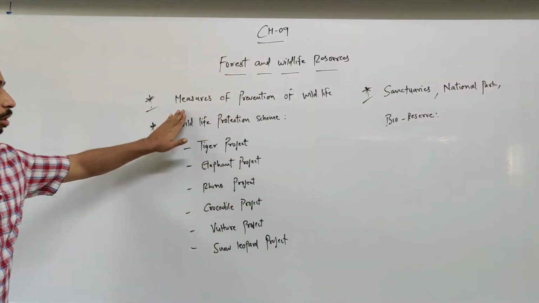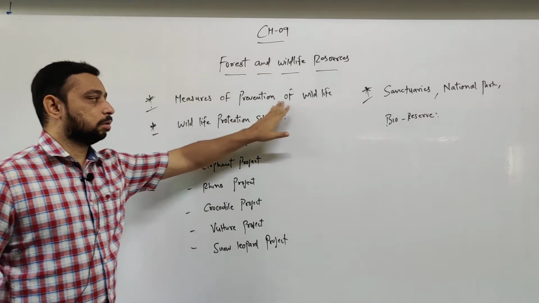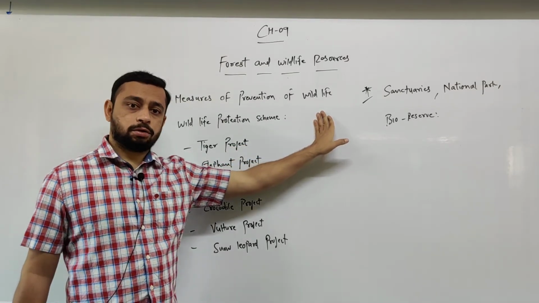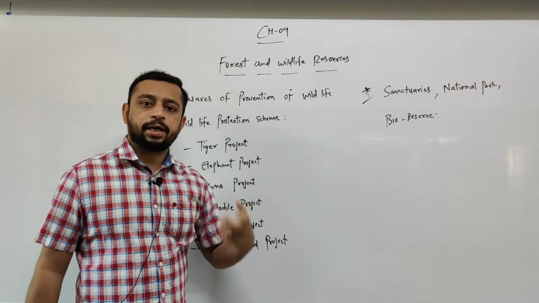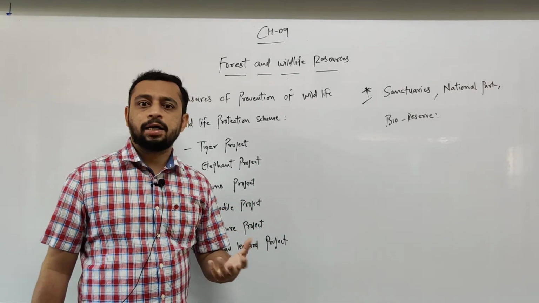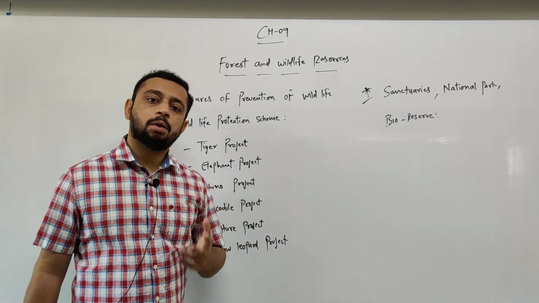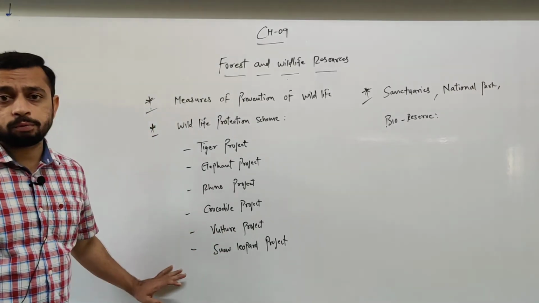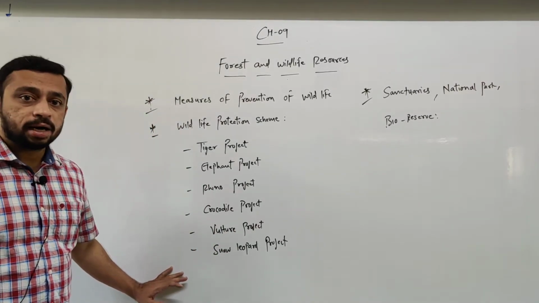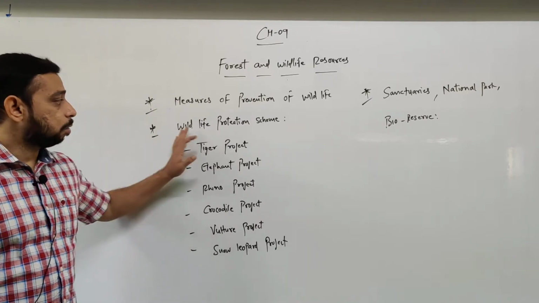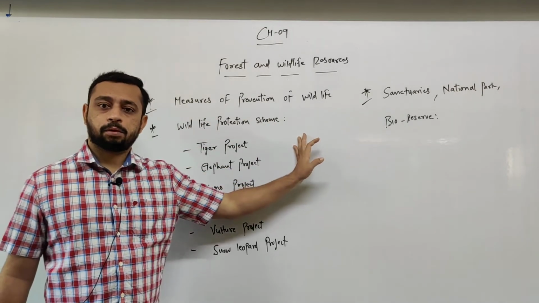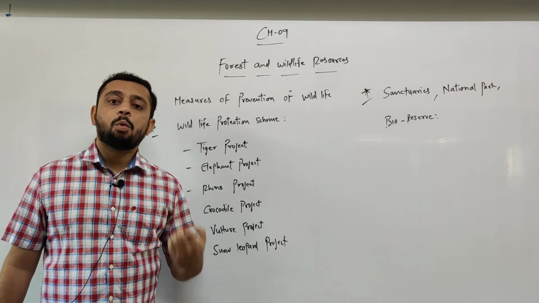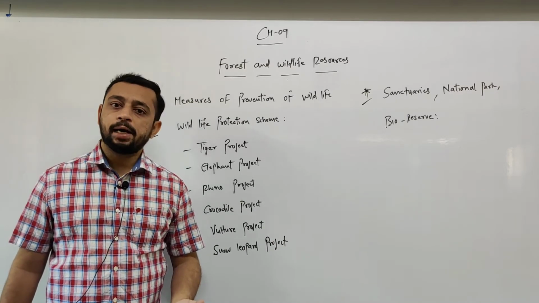That is the first concept, measures of prevention of wildlife, right? We are going to study the measures to protect the wildlife. What are the steps that need to be taken to protect the wildlife? Next, we are going to study different types of projects, that is wildlife protection schemes. What are the wildlife protection schemes? It is for the wild animals, right?